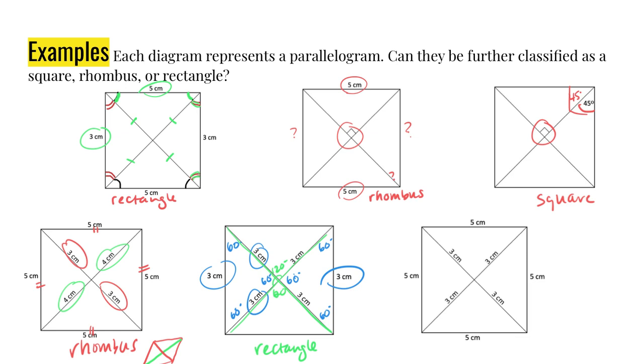On the right, I have congruent diagonals and congruent sides all the way around. So it's a rectangle because of the congruent diagonals. It's a rhombus because of the congruent sides. And what do we get when we have a rectangle and a rhombus? We know that this is a square.